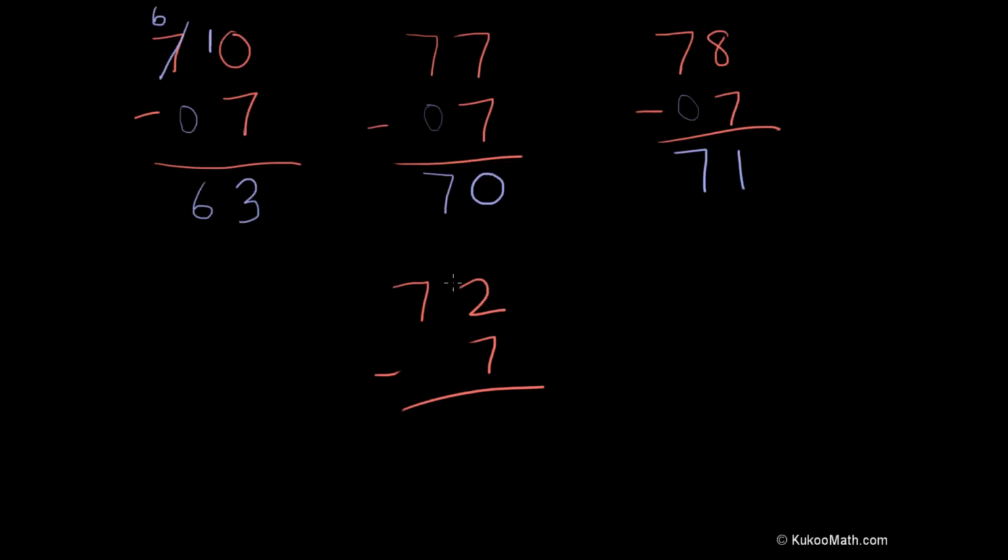Let's borrow a 1, which would make the tens column into a 6. Now what we can do is 12 minus 7 is equal to 5. So we write 5. Now we have 6 minus the invisible 0 is equal to still 6. So 72 minus 7 is equal to 65.